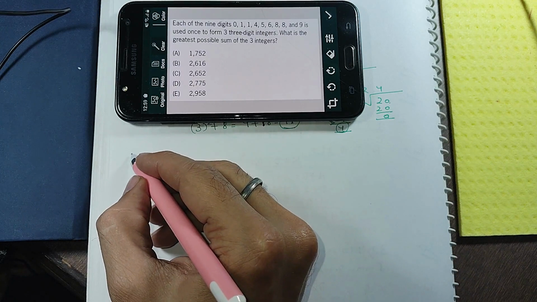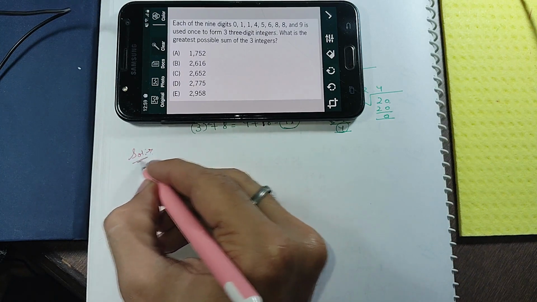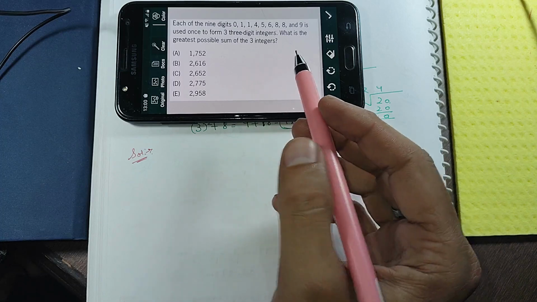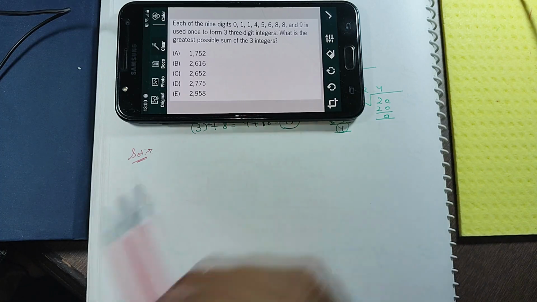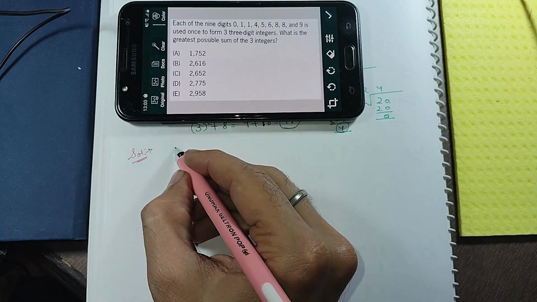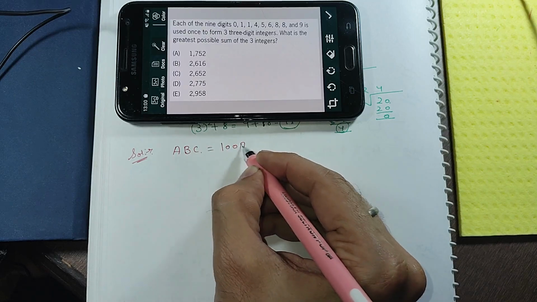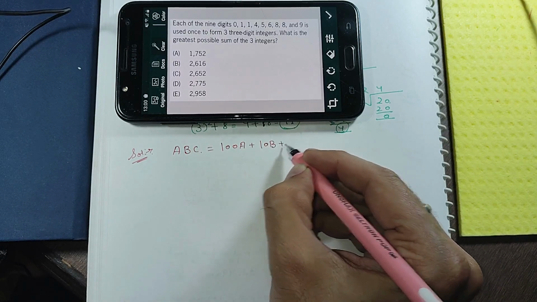Each of the 9 digits 0, 1, 1, 4, 5, 6, 8, 8 and 9 is used once to form 3-digit integers. What is the greatest possible sum of the 3 integers? Now see, if I write A, B, C as a 3-digit number, it can be written as 100A plus 10B plus C. Fine.